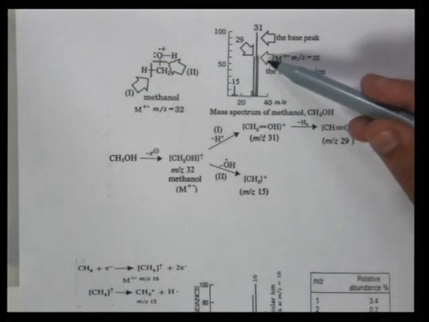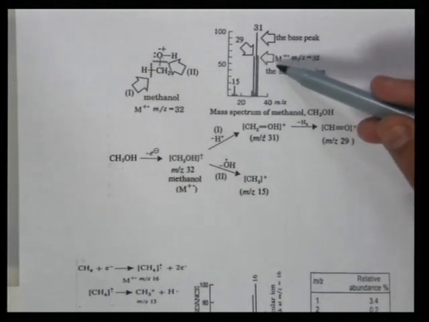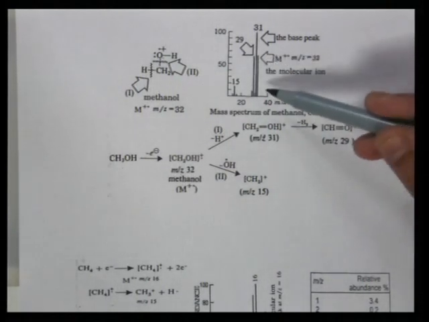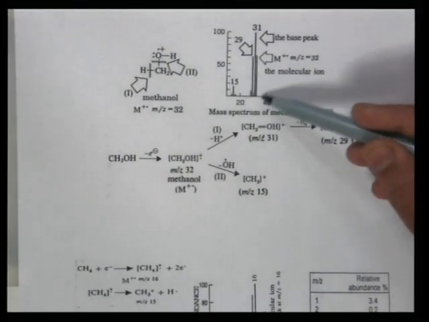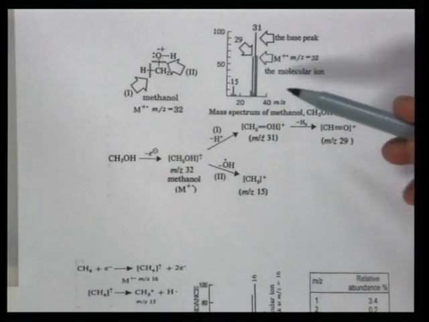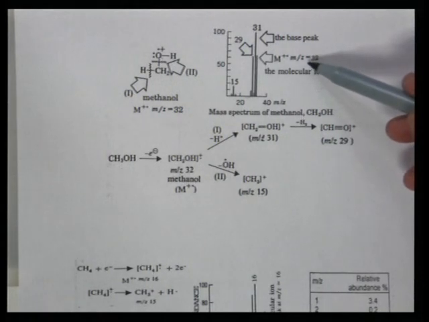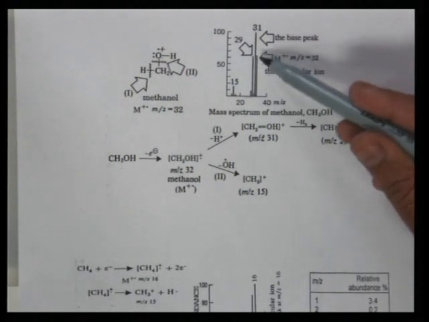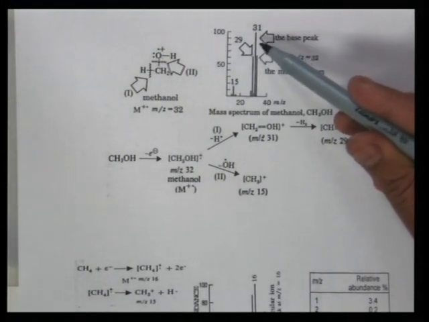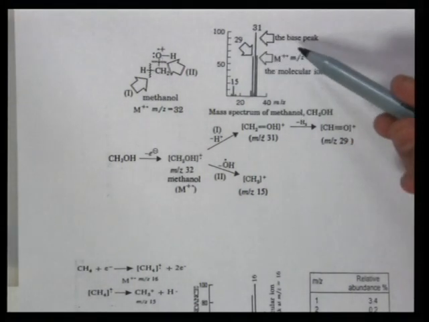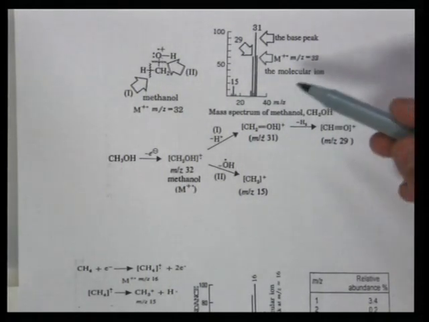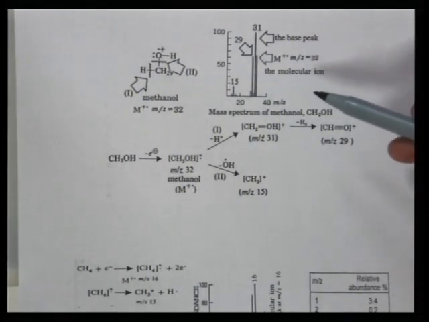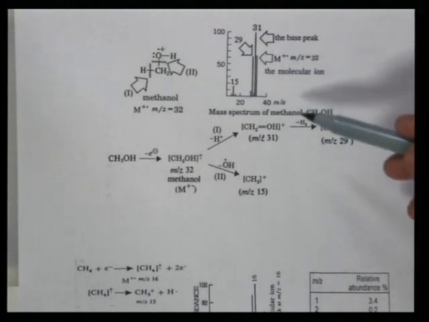Here the peak corresponding to M by Z value 32 is the molecular ion peak. There is a cluster of peaks, and the last cluster is the molecular ion group. This peak corresponds to the molecular ion, and the next peak is 31, which is 100%, called the base peak. The peak having 100% relative abundance is known as the base peak, and the other peak intensities are registered relative to the base peak.